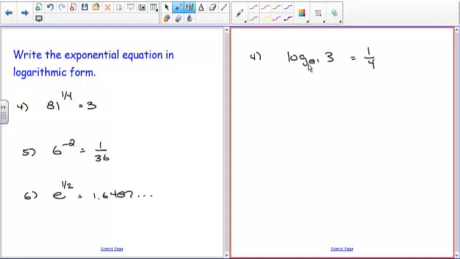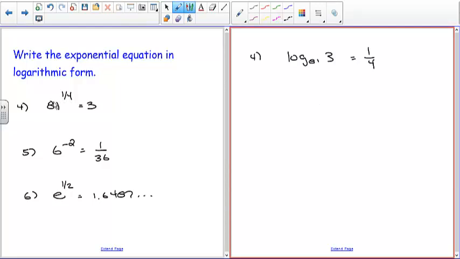So they're asking what number do I need to raise 81 to get 3? So it's saying 81 to the fourth power. Yeah. So if you think about how logarithms are defined, a logarithm means what number do I need to raise the base to get this result.